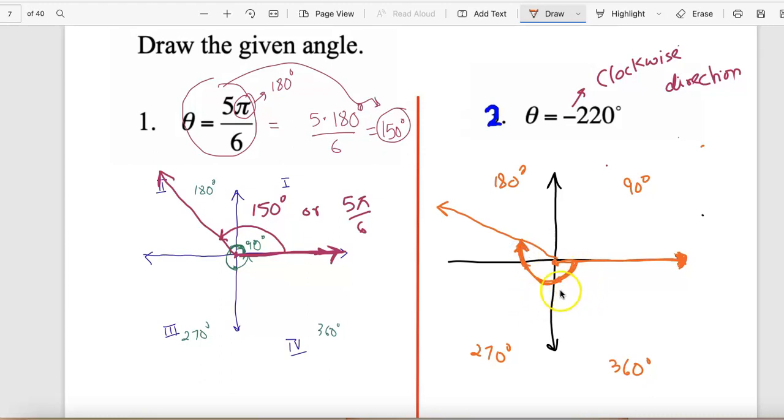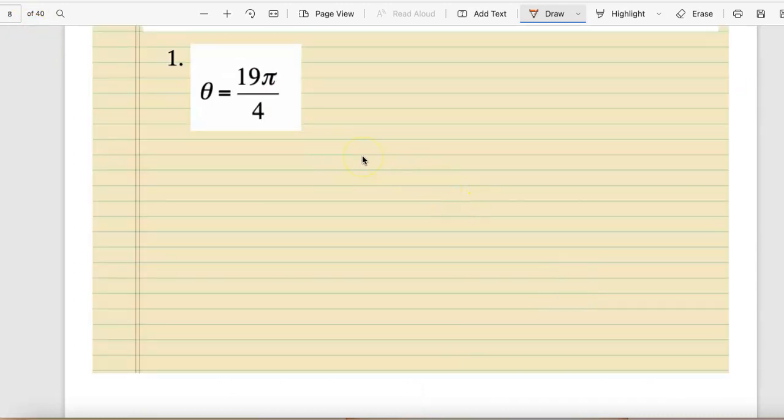All right, so this is my angle. This is my negative 220 degree. So that's my angle over here. So this is how we draw angles. So all right, let's practice some. Okay, now let's go over this question over here.